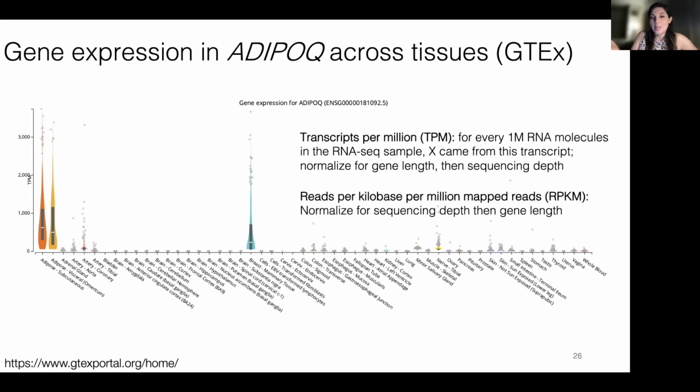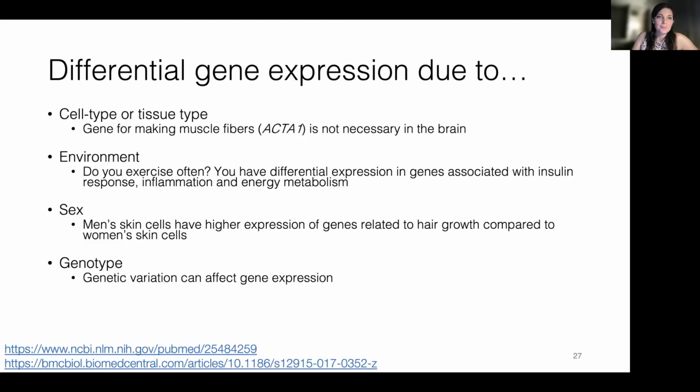Oh, sorry, reads per kilobase, which is per million. So that's another way to normalize for sequencing depth. Gene expression is very interesting because it could be different based on really biologically important things. So the cell or tissue type: we have certain cells that are going to express genes that others aren't. So the gene for making muscle fibers is not necessarily in the brain.